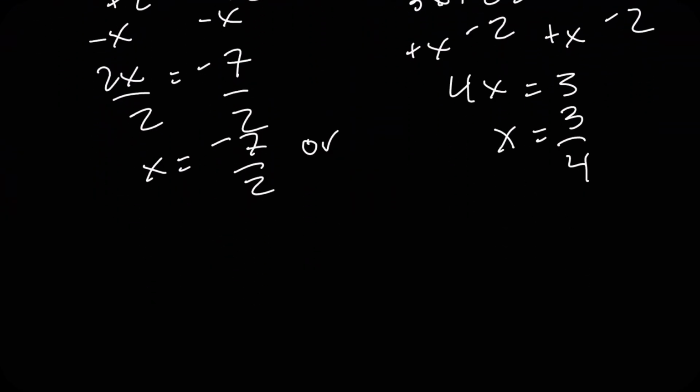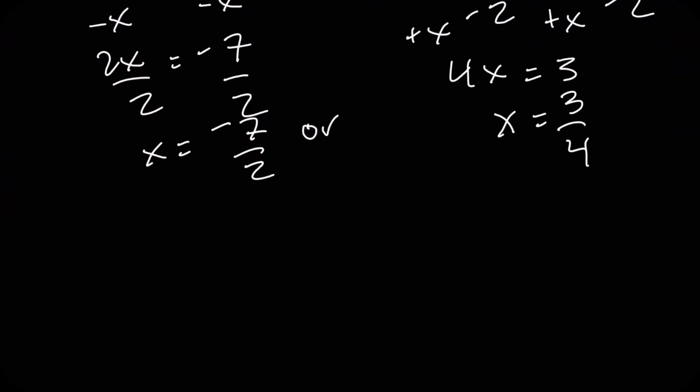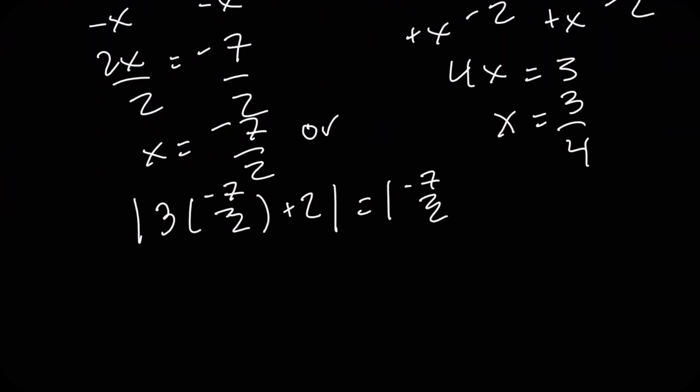Finally, test these back into your original equation. See if they make sense so you can determine if you need to include these or not. So 3 times negative 7/2 plus 2. And then we want to see if that's equal to the absolute value of negative 7/2 minus 5.